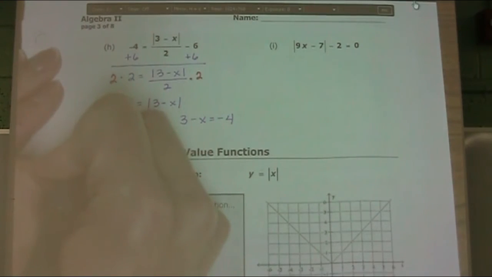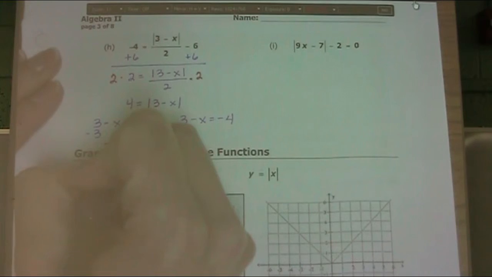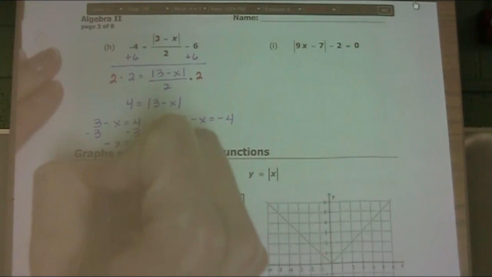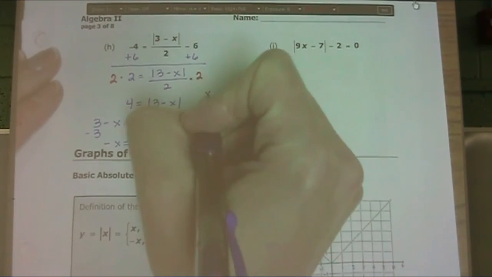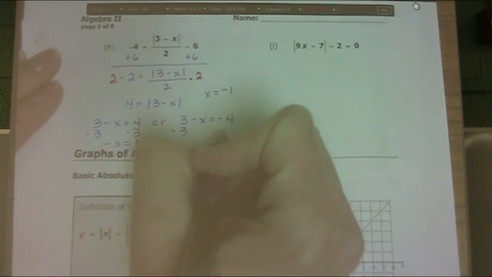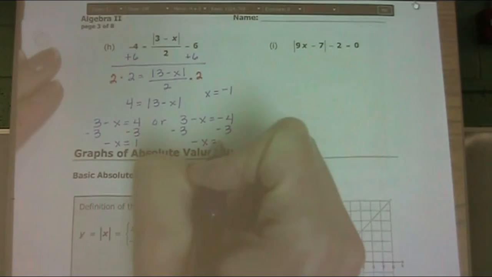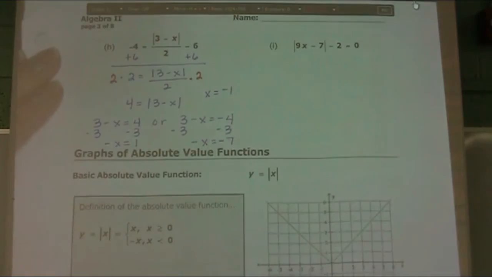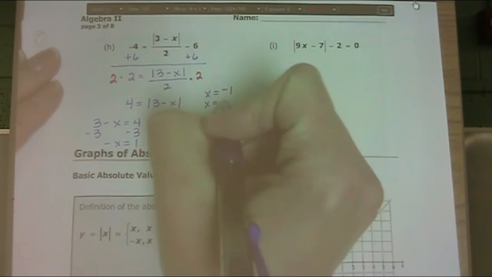All right, subtract 3 from both sides. Here I'm going to have -x equals 1. Divide both sides by -1, and I'm going to get x equals -1. Here, subtract 3 from both sides, and I get -x equals -7. Divide both sides by -1, and I'm going to get x equals +7.